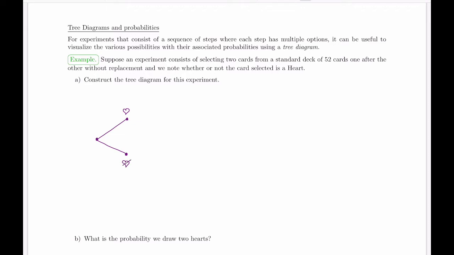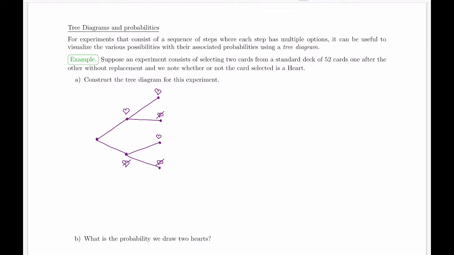What are my options after that? So let's say I have drawn a heart. I am supposed to draw another card without replacement. So at this step, I'm going to draw another card, and it again might be a heart or not. So after the first step, I'm going to proceed to the second step, and my options are actually the same because I'm observing the same type of phenomenon here. And similarly for my second choice here, if my first card was not a heart, I'm still going to draw the second card, and I have 2 options for the second card. It can be a heart or not.